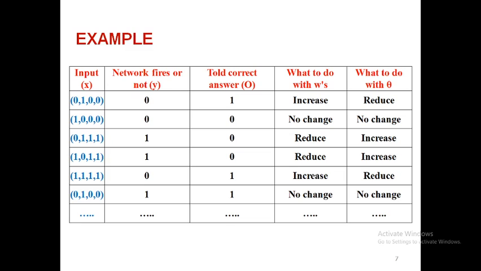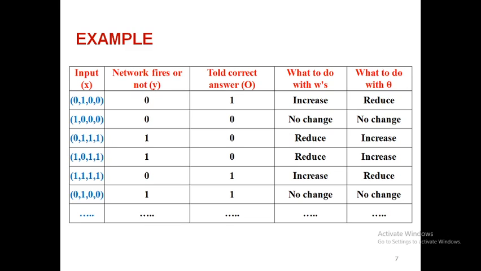If all 4 ones are the input, the last row, there is 1, 1, 1, 1. So your output is y equal to 0, but your right answer is 1. It is similar to the first row case. You need to increase the weights as well as reduce the theta. If both y is equal to 1 as well as O is equal to 1, then there is no change in the weights and theta.